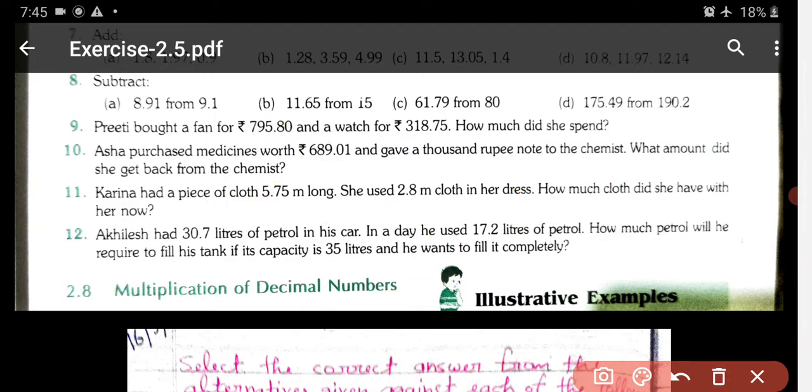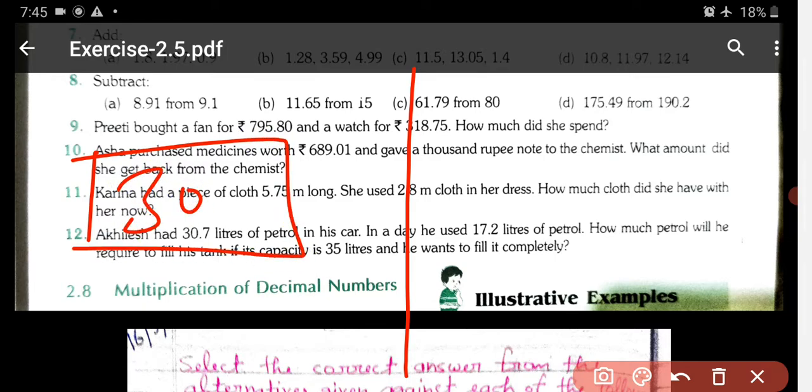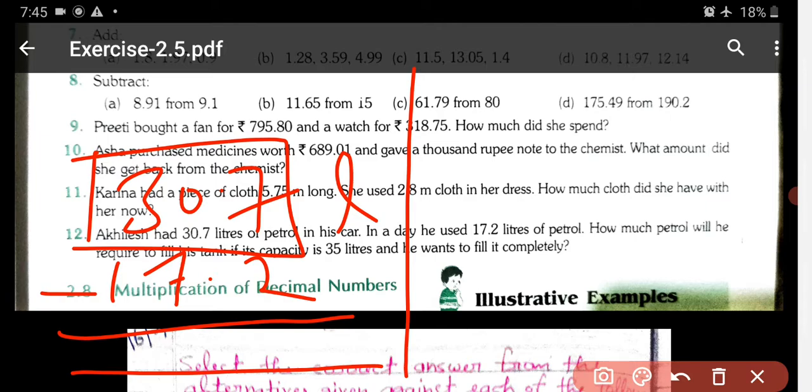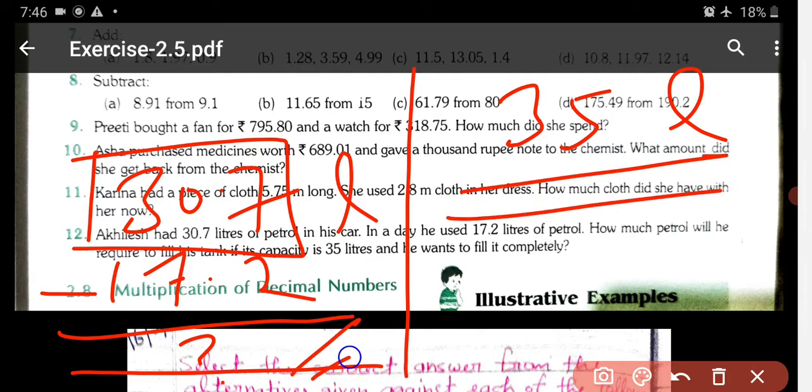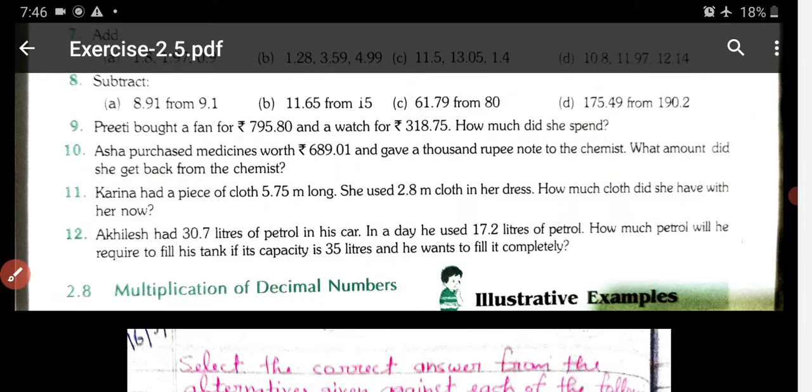Okay, just understand the question. There are two conditions. I am going to explain with the help of one example here. Just see here, you divide it into two portions. In a car, you have 30.7 liter petrol, and you have used 17.2. So when you subtract, you will get some answer, this much petrol will be left here. Now the total capacity is 35 liter. How much petrol will be required to fill the tank? Total 35 liter is needed. This much is already present. So from the total one you have to subtract that value to get the required answer. Okay, now I am going to explain on the notebook.